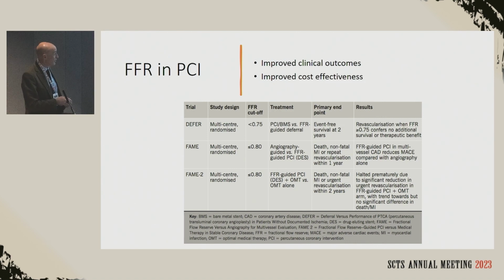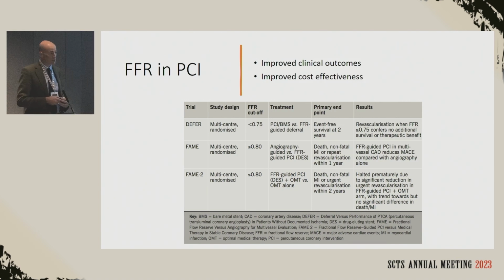Then there was FAME, and this was FFR-guided PCI in multi-vessel coronary artery disease. That showed that when you see a patient and you've been told that they've got 3-vessel disease, if you actually do an FFR assessment, often it would drop to 2-vessel disease or 1-vessel disease. So you found that you could actually do less PCI. And those patients did better.